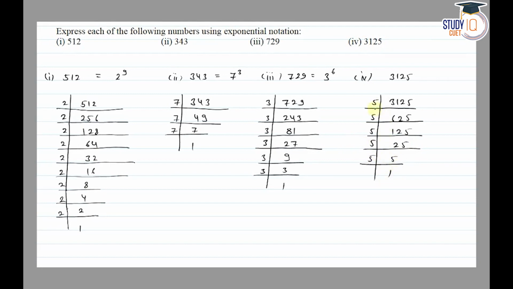सो काउंटिंग कर लेंगे 1 2 3 4 5. सो हो जाएगा हमारे पास 3125 इज इक्वल टू 5 रेस्ट टू द पावर 5. सो इसका एक्सपोनेंशियल नोटेशन हो जाएगा 5 is to the power 5.